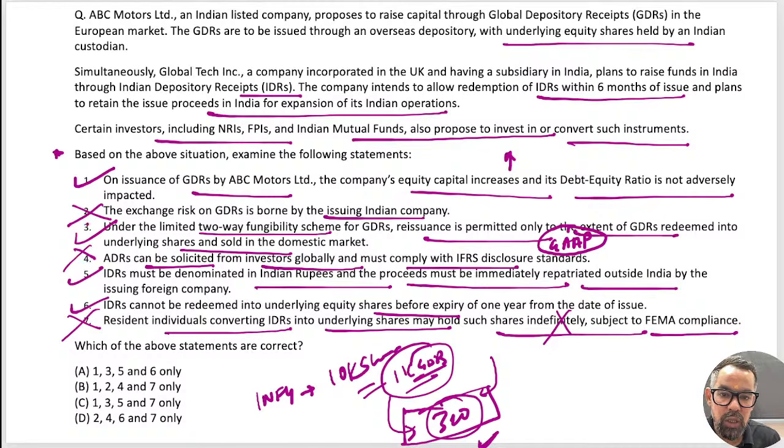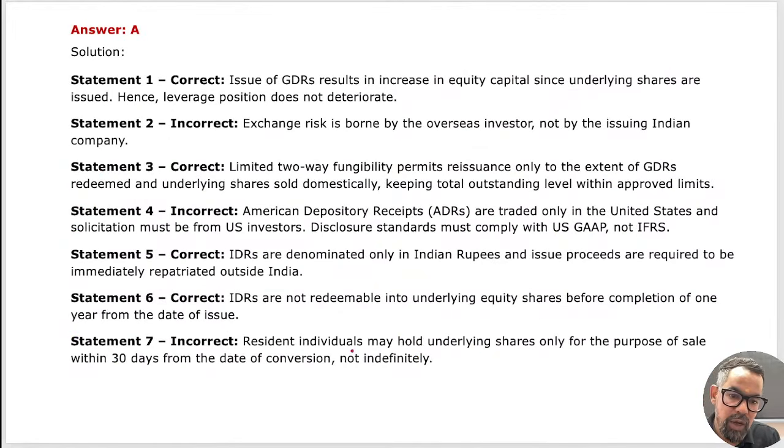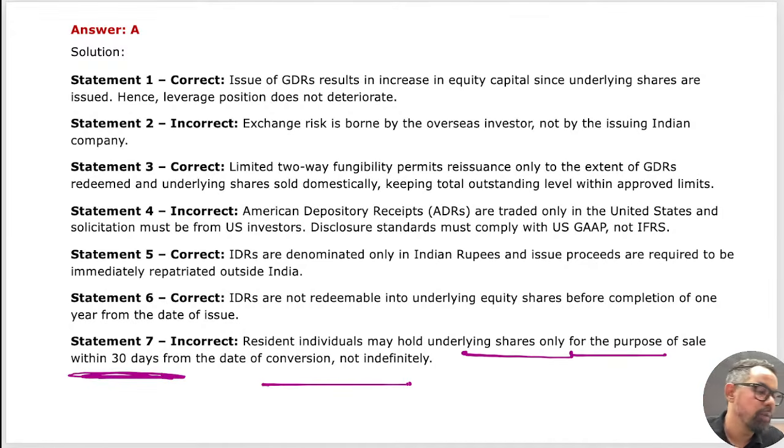So option A should be the right answer for this one. A resident individual may hold underlying shares only for the purpose of sale within 30 days from the date of conversion itself, right? So option A is the right answer for this particular one.